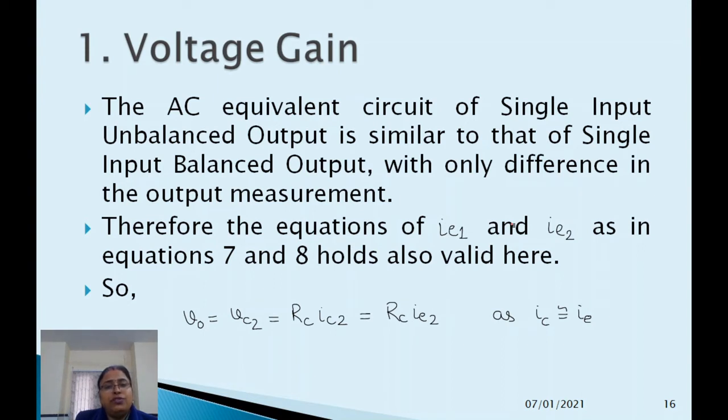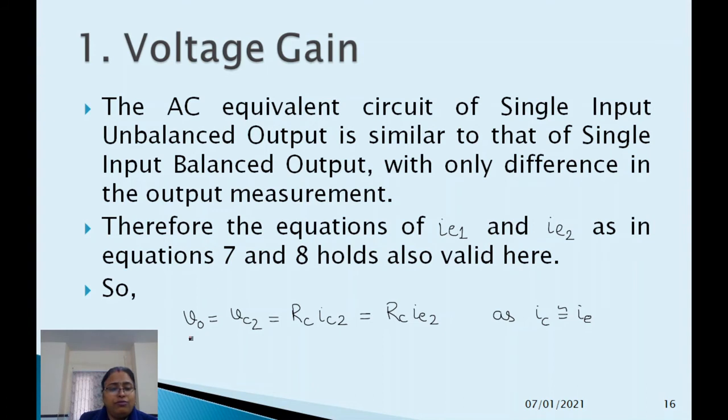So coming on to the voltage gain, you can read out that the AC equivalent circuit of single input unbalanced output is very much similar to the single input balanced output differential amplifier, which we discussed in the previous slides. But the only difference is how we are measuring the output. Here we are measuring the output across one of the collectors and the ground, but in balanced output, we were measuring across the two collectors of both the transistors. So therefore, as the circuit is same, the equations which we have derived for IE1 and IE2 hold valid for this configuration also, right?